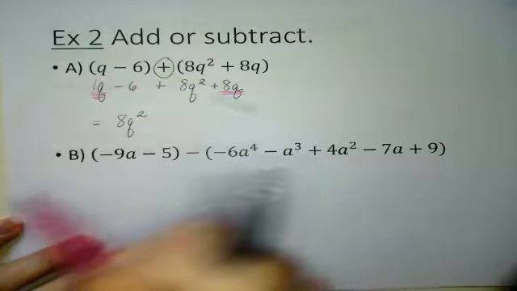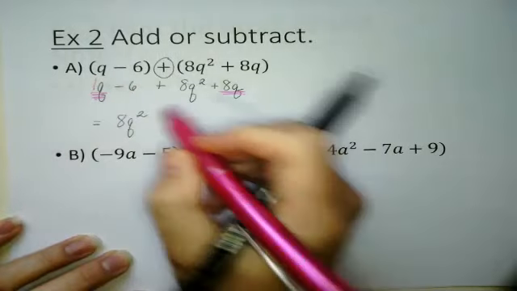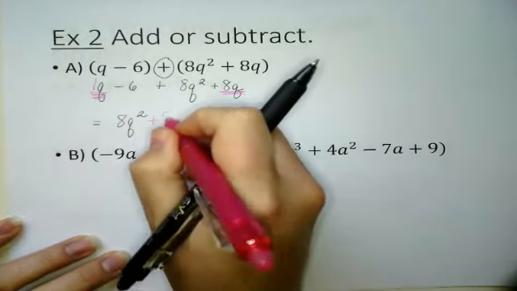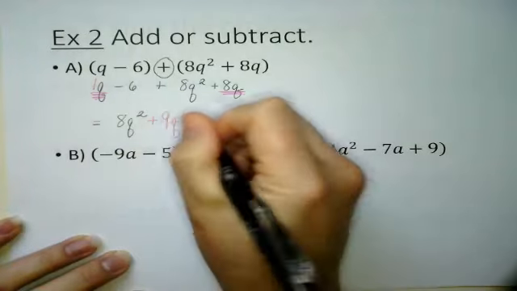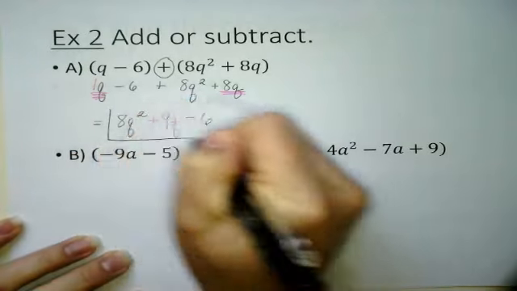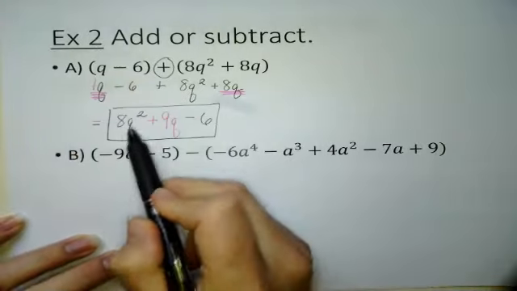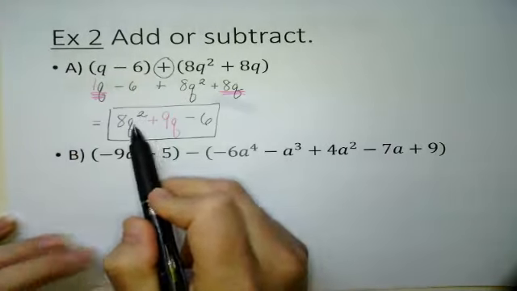I'm going to go ahead and combine my like terms. 1q plus 8q's is 9q's. And then I have my negative 6. And there is my answer that I would put in. Make sure you don't forget your powers. Don't forget to write a q.